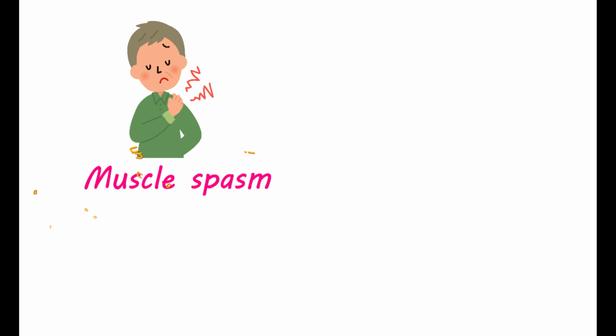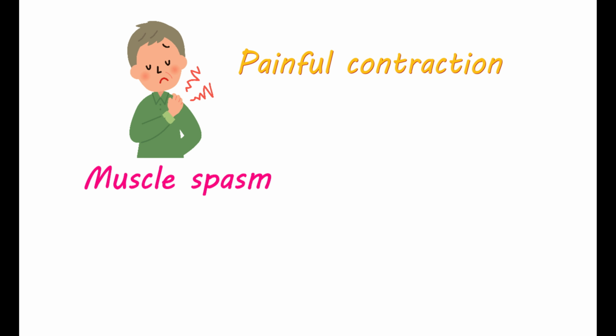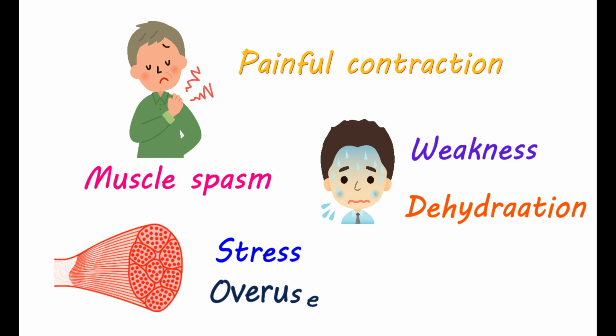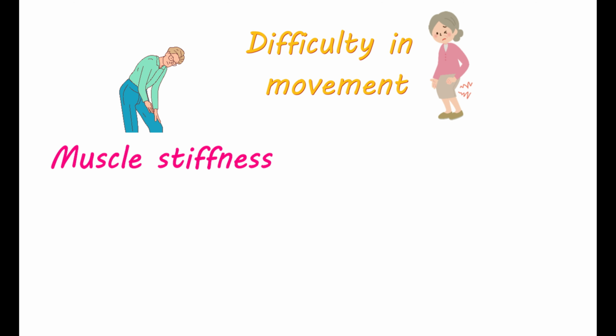Muscle spasm is the painful contraction of your skeletal muscle. They may be due to many reasons. Weakness and dehydration can cause muscle spasms. Most of the time, stress and overuse of muscle may also lead to this condition. They are often associated with muscle stiffness and difficulty in movement.